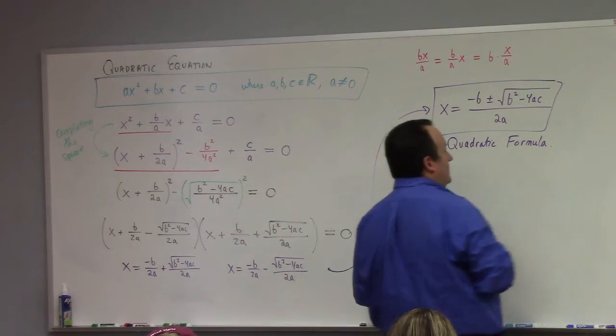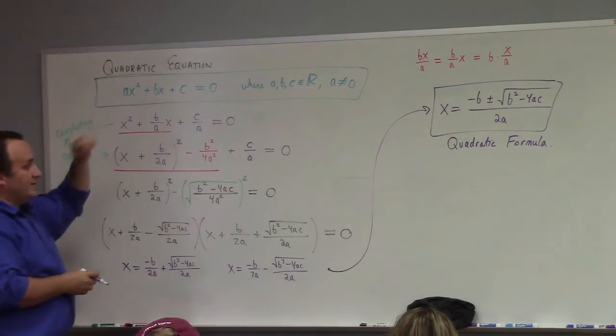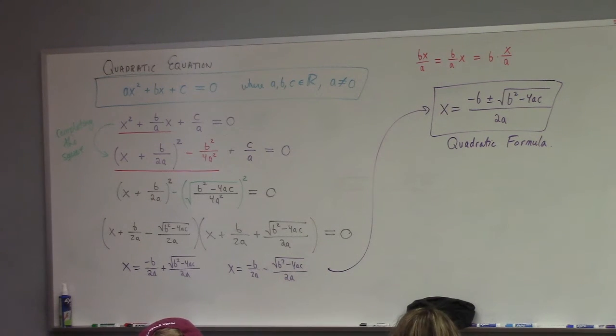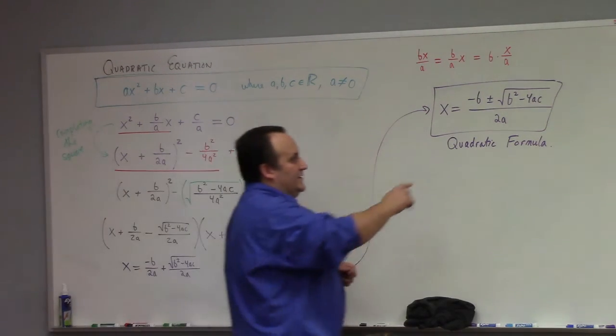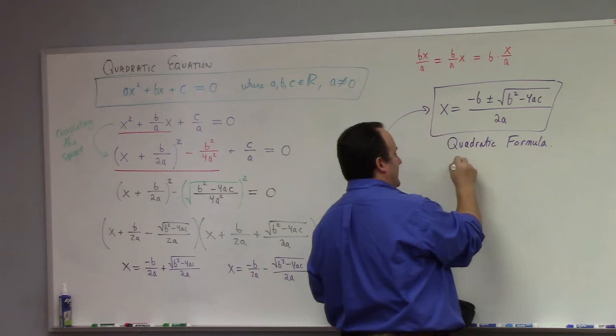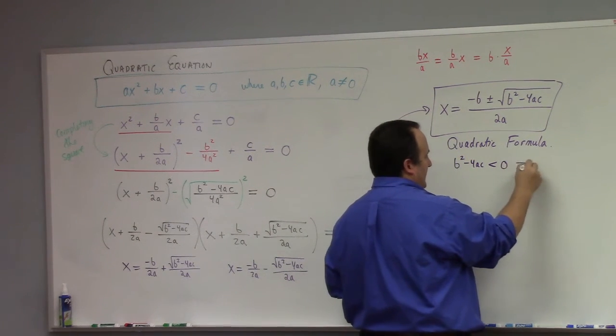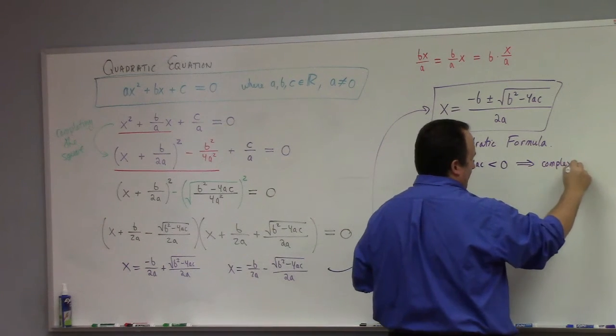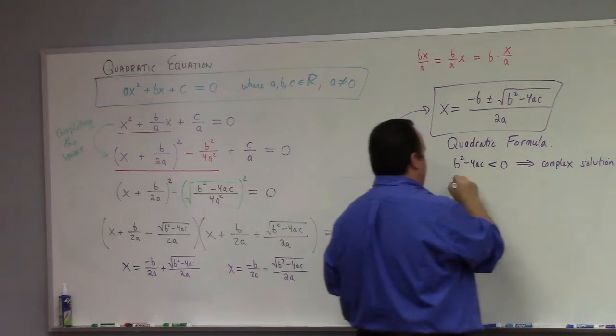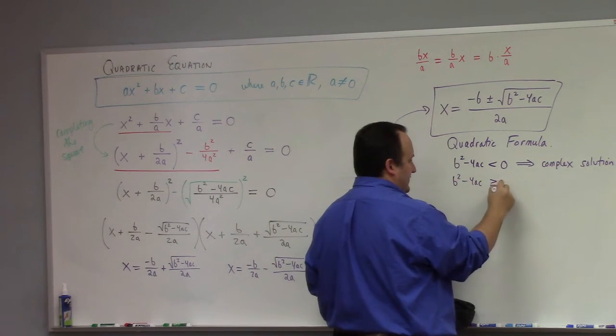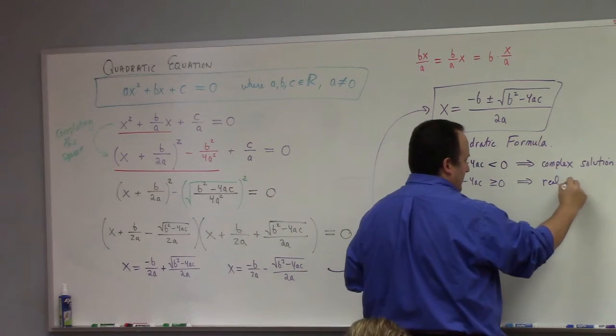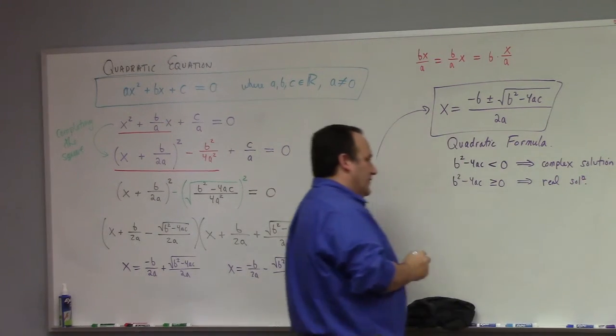You can plug the coefficients of your given quadratic equation into the quadratic formula. It will tell you the solution. That solution could be what? It could be real and distinct. It could be real and repeated, or it could be complex, depending on what the values of a, b, and c are. Because if b squared minus 4ac is less than 0, that implies a complex solution. If b squared minus 4ac is greater than or equal to 0, that says that you have a real solution.